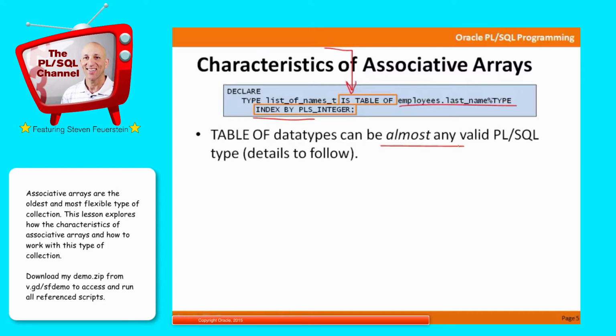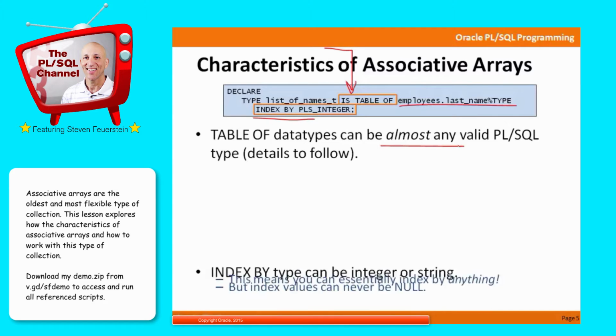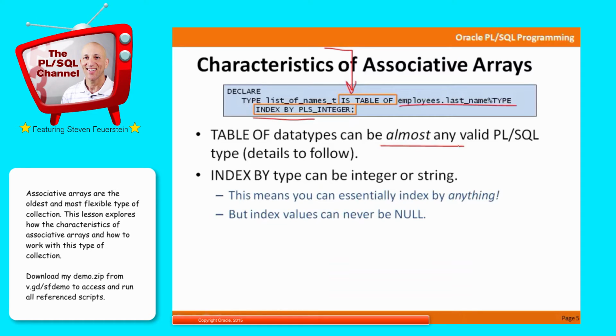But essentially anything you can declare as an individual variable, like a string, number, date, record, object type, can be the data type in the TABLE OF clause of an associative array. The INDEX BY clause, specifying the type of the indexing in an associative array, can be integer or string. And that means that you can essentially index by anything, because you can convert just about anything to a string. Index values can never be null. If you try to use the null value as an index location, Oracle will raise an exception.